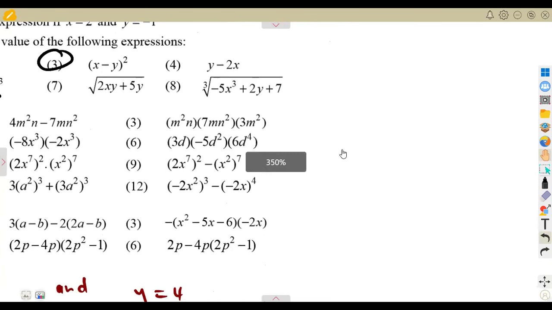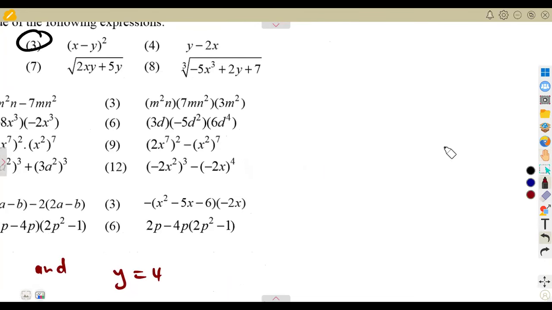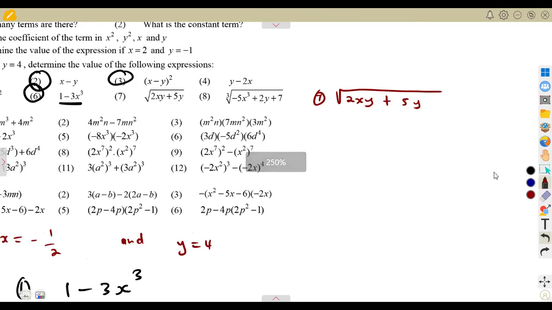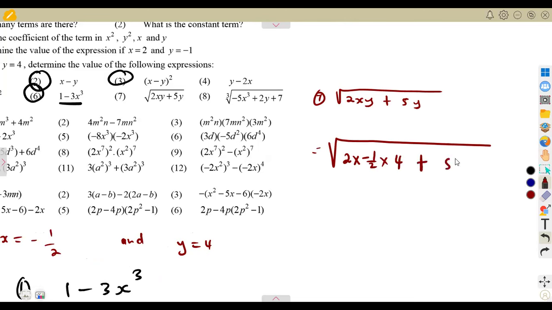Let's just try to simplify question number 7. With the same information, we are now given the square root of 2xy, plus 5y. So remember that x is -1/2 and y is 4. So this is going to be the square root of 2 times x, which is -1/2, times y, which is 4, plus 5 times y, which is 5 times 4. So this is a single part to be considered.